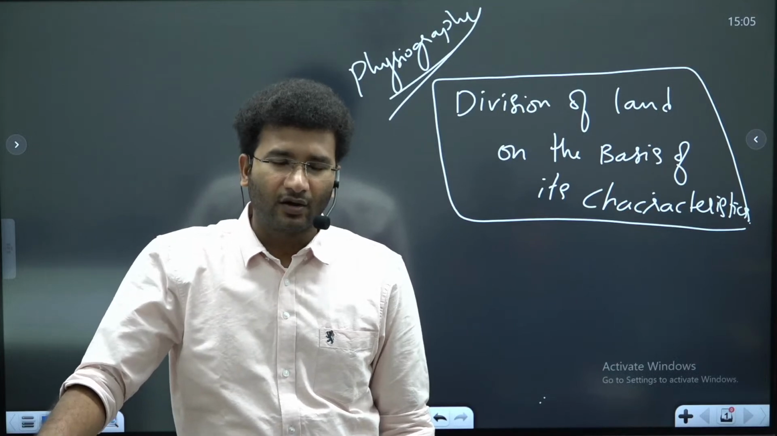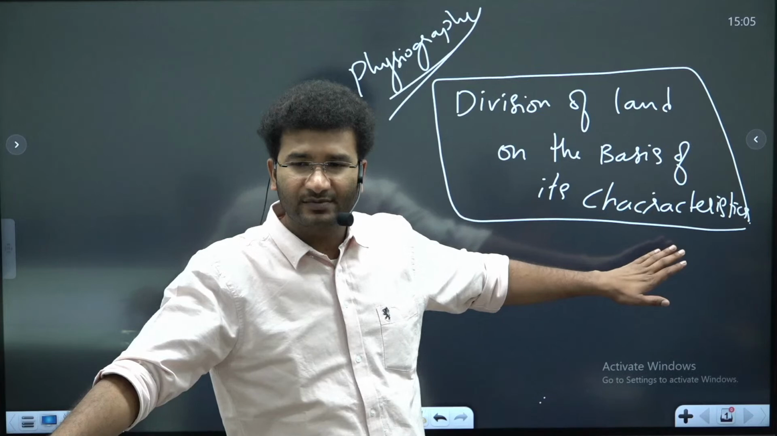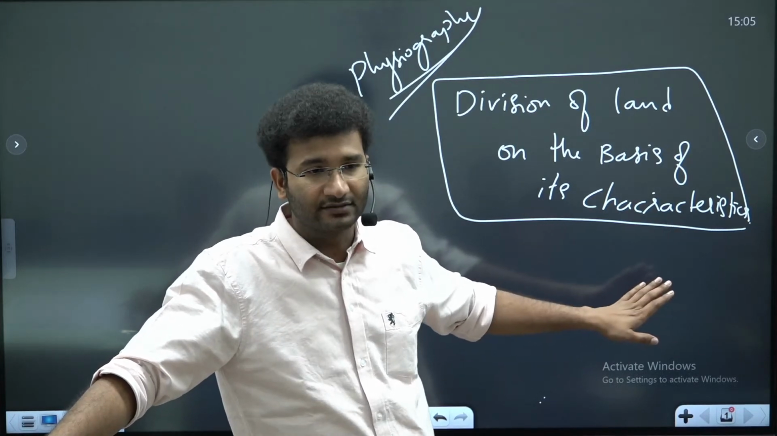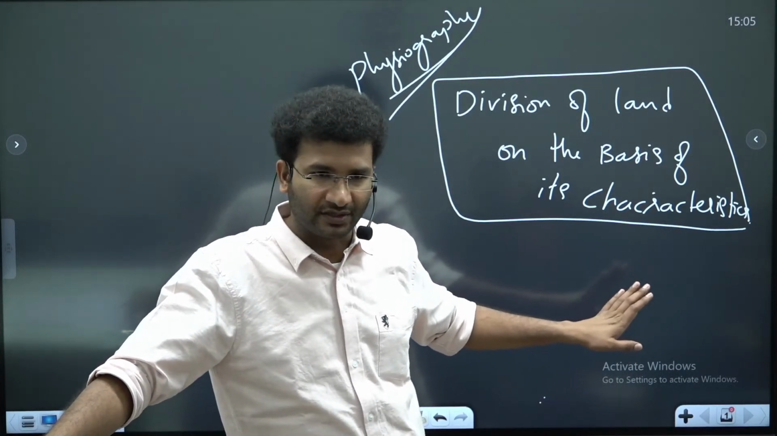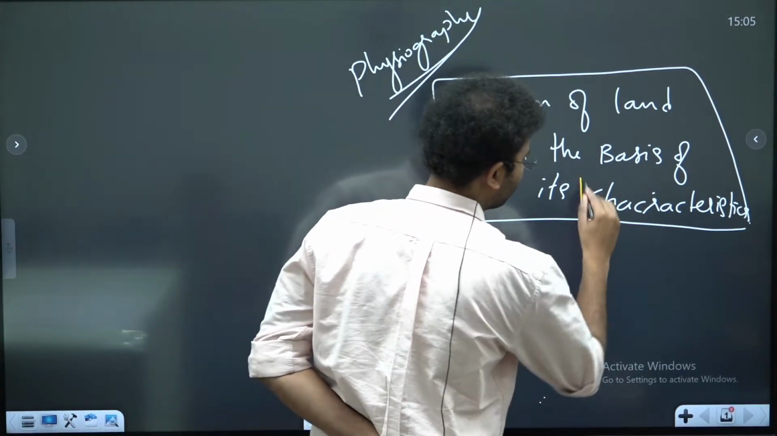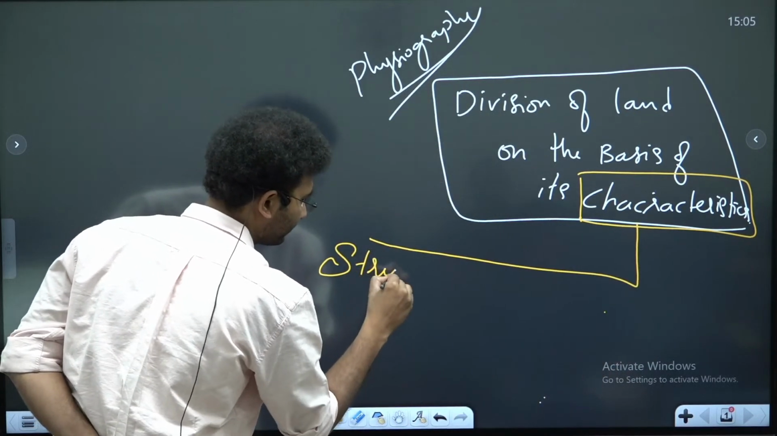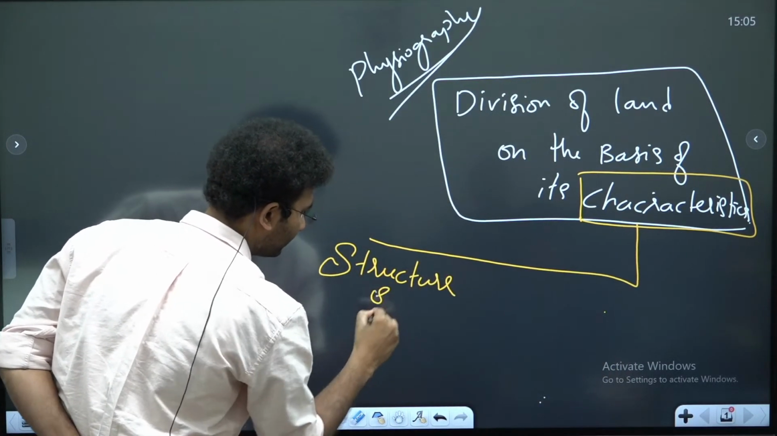But on what basis do you divide? On the basis of characteristics. इस characteristics में किस type की characteristics लिया जाएगा? ये सबसे बड़ा question है. ठीक है? If you look into these characteristics, the characteristics are divided into one. It is structure and relief.